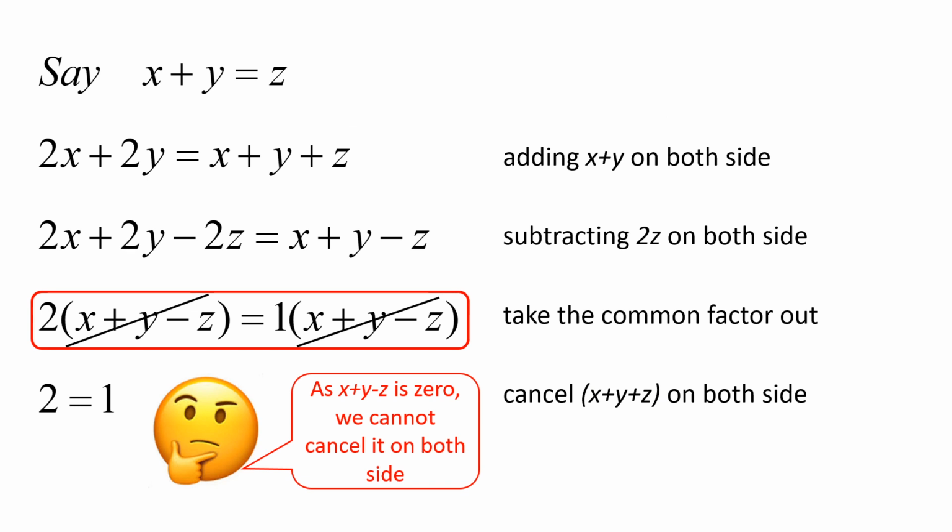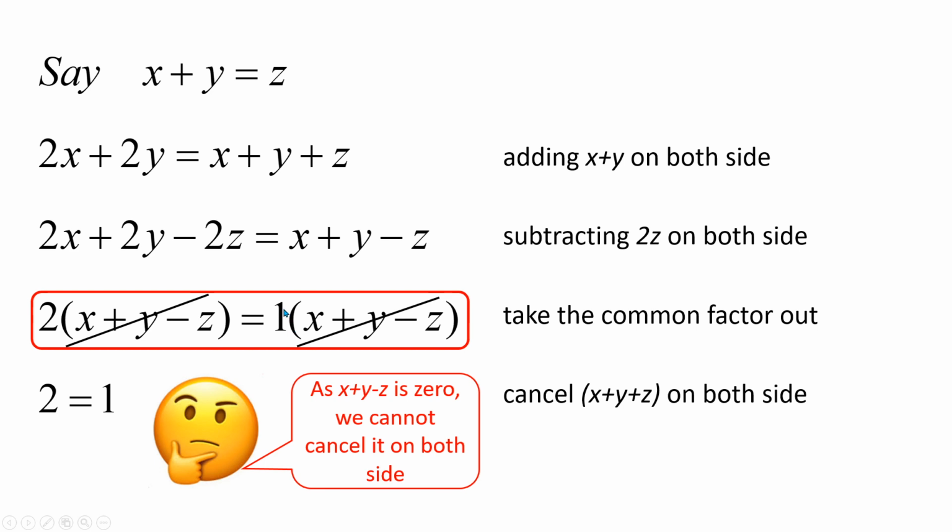If you notice on the first question, I had started by saying x plus y is equal to z. That being said, x plus y minus z is equal to 0. Then how can we cancel 0 on both sides? This is like writing 2 times 0 is equal to 1 times 0, which we all agree, which is 0 is equal to 0. Then we should not cancel both these 0 and say 2 is equal to 1.